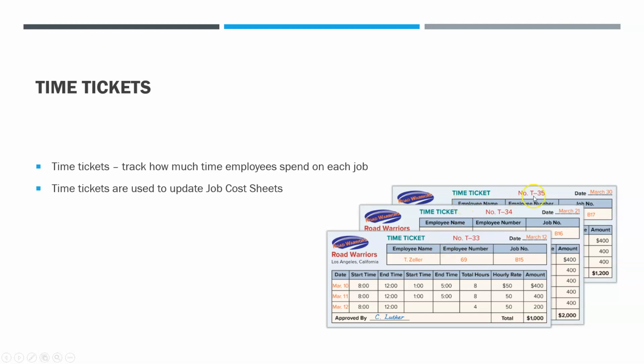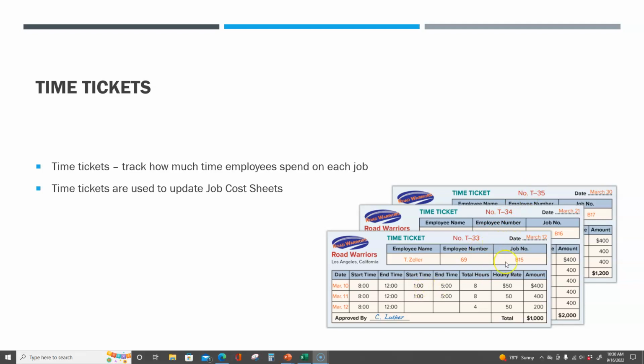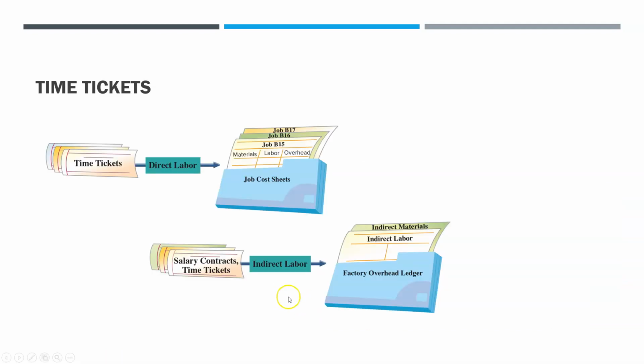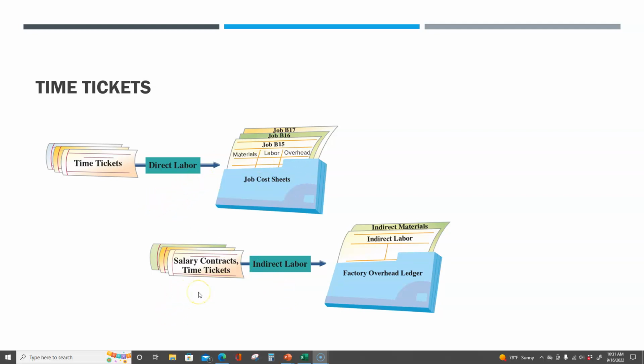If you look at the timesheet, it has a ticket number that's serially numbered, the job number, and the employee who worked on that job, and the dates and times they worked on the job. And then, of course, there's a supervisor signature. These time tickets are used to update the job cost sheets. Time tickets, as well as salary contracts for managers and supervisors, are used to update the indirect labor costs in the factory overhead ledger. Now let's go look at the journal entries.